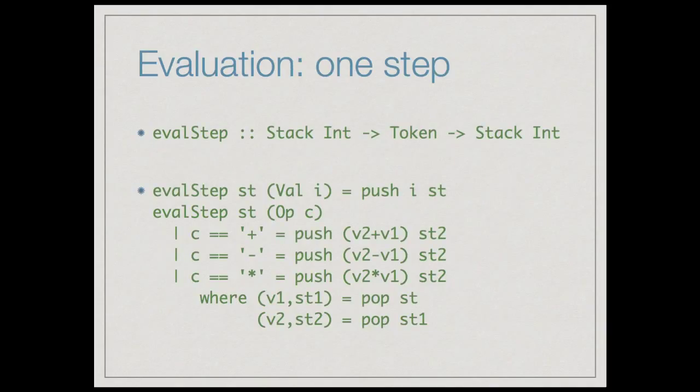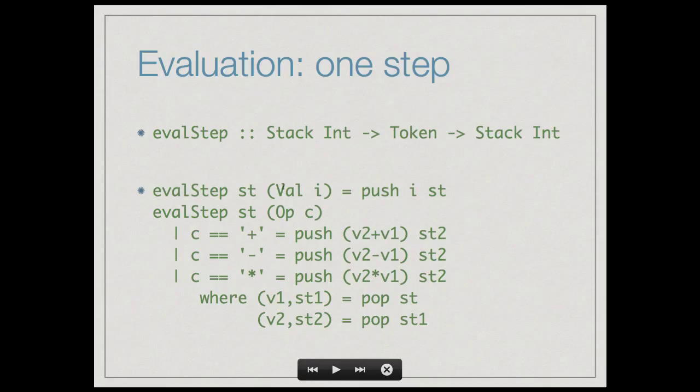Recall that our strategy for evaluating an expression is to read the expression from left to right, and when we encounter a number, to push it onto a stack, and when we encounter an operator, to apply the operator on the top two elements of the stack. This leads us to the function evalStep, which is one step in this computation. evalStep is a function that takes a stack of integers and a token as input and produces a stack of integers as output.